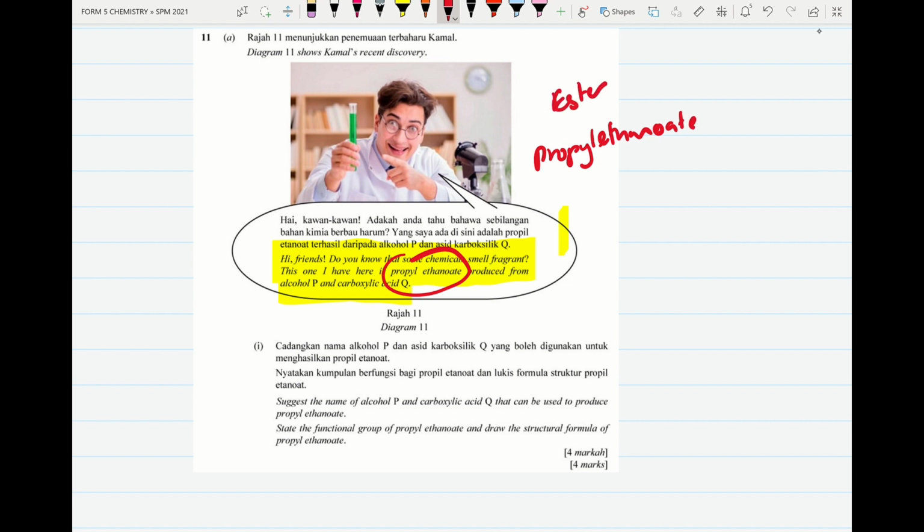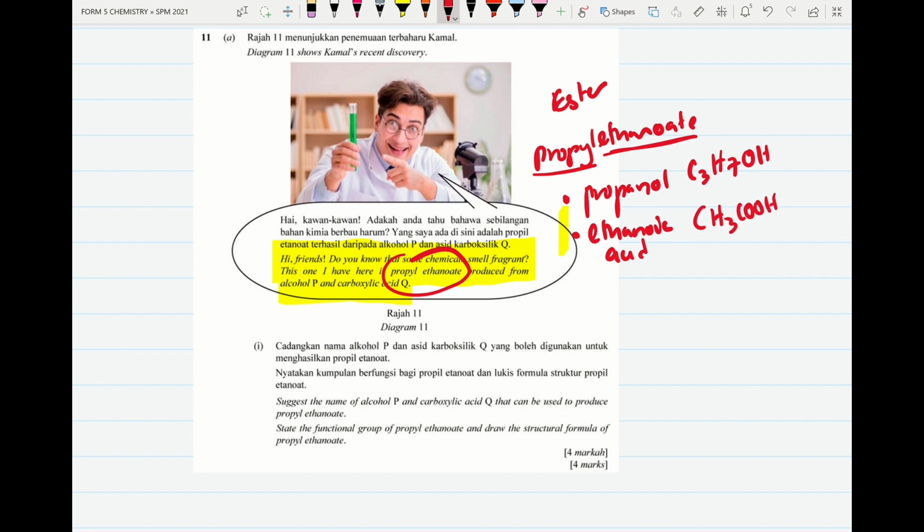So this propyl ethanoate is made up of propanol. I take the propyl and convert it into alcohol. One of the reactants is propanol, C3H7OH. For ethanoate, I change it into carboxylic acid. Another reactant will be ethanoic acid, CH3COOH. So we already got two reactants used to make this ester. So the name of the reaction will be esterification.